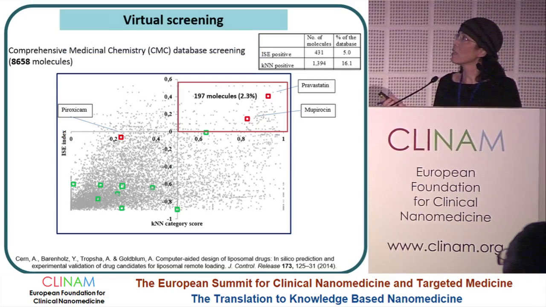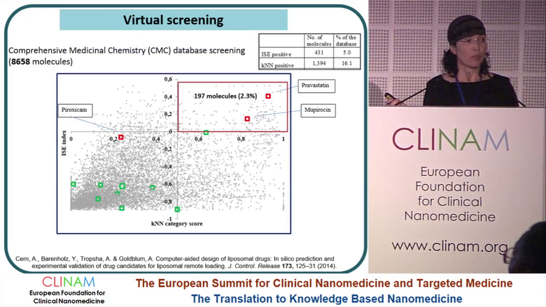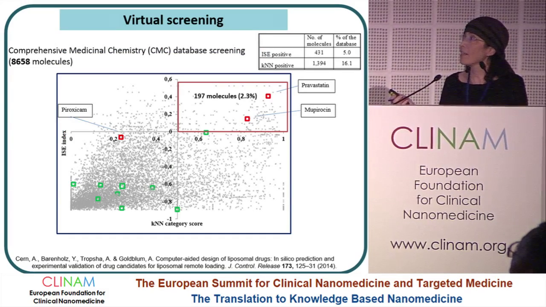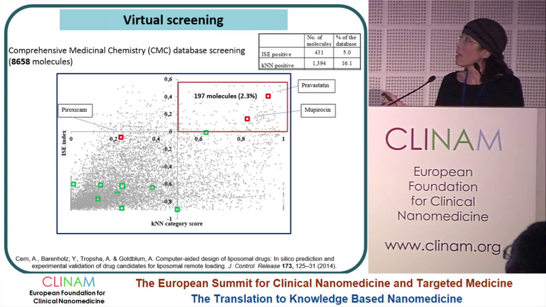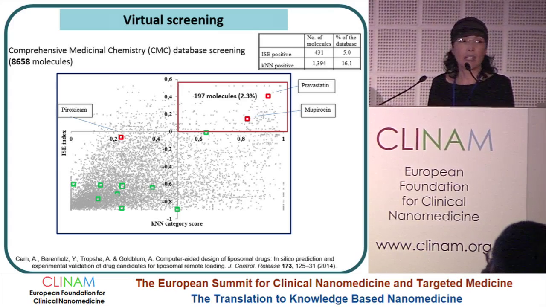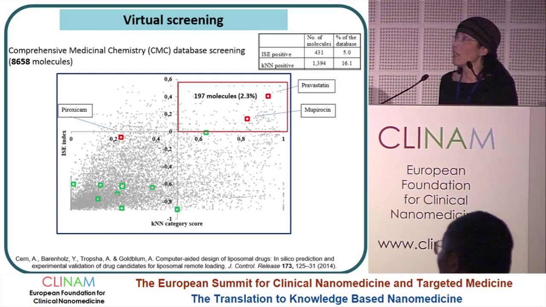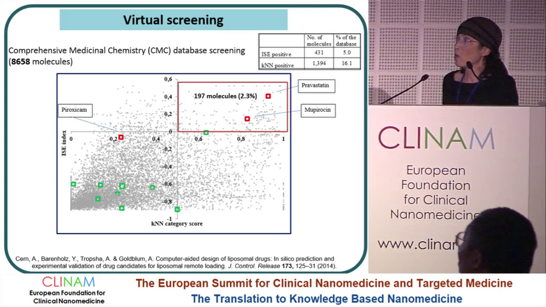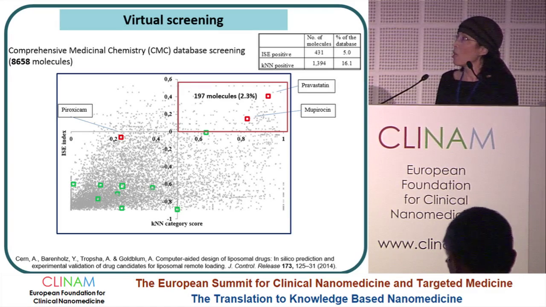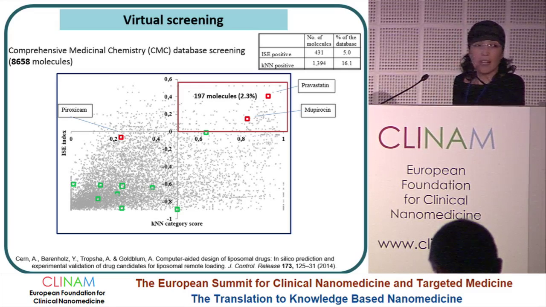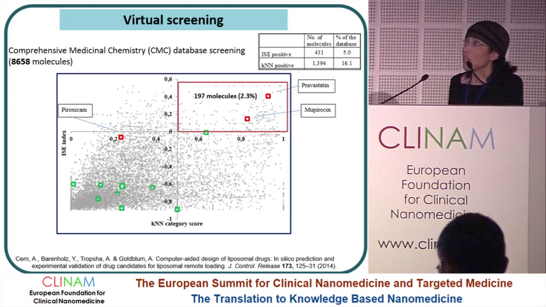I'll skip this slide. So we had the models that we generated, and we used them to screen a large library. We used the comprehensive medicinal chemistry library, which is composed of more than 8,000 molecules. You can see in this figure the result of the virtual screening. Each dot in the figure represents the score of a molecule by both models. We can see that most of the molecules in this area were predicted to be negative by both models, and only a few, 2.3%, were regarded as positive by both models.